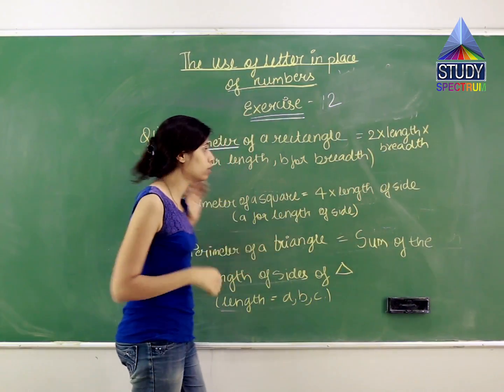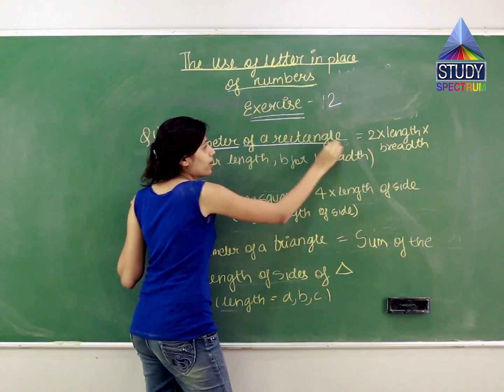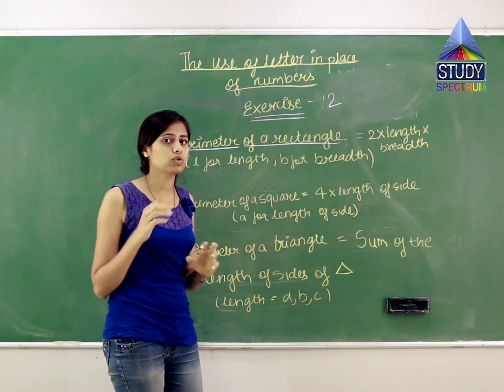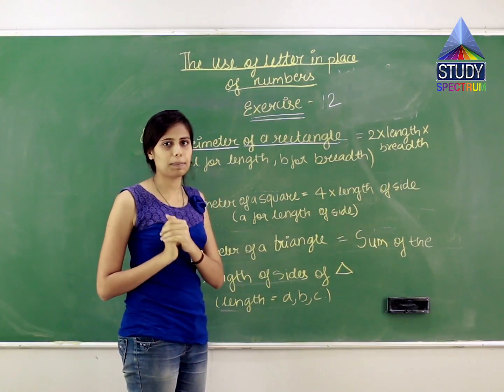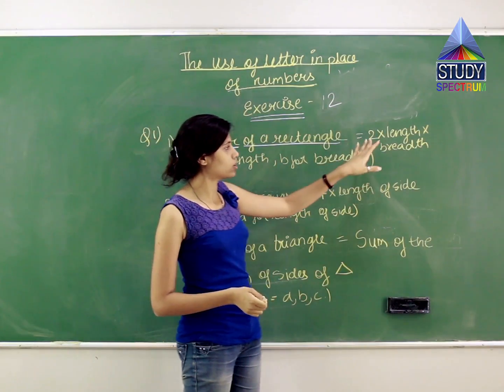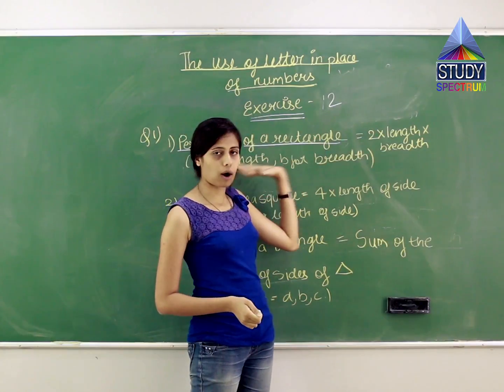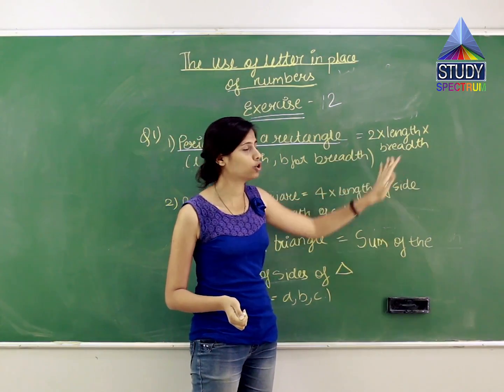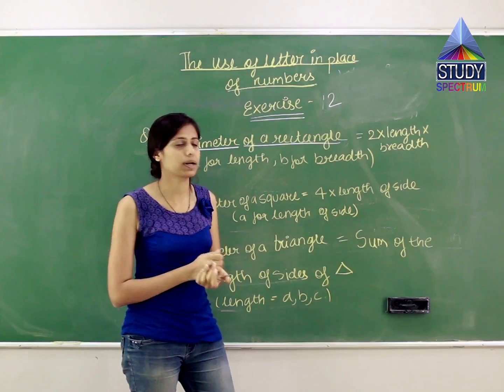So now let us move on. Now let us read the question further. It says a rectangle, meaning it is a rectangle, and you have to find the perimeter of the rectangle. They have also given you the formula for this, which is 2 into length plus breadth. Why 2 into length plus breadth? Let's see.